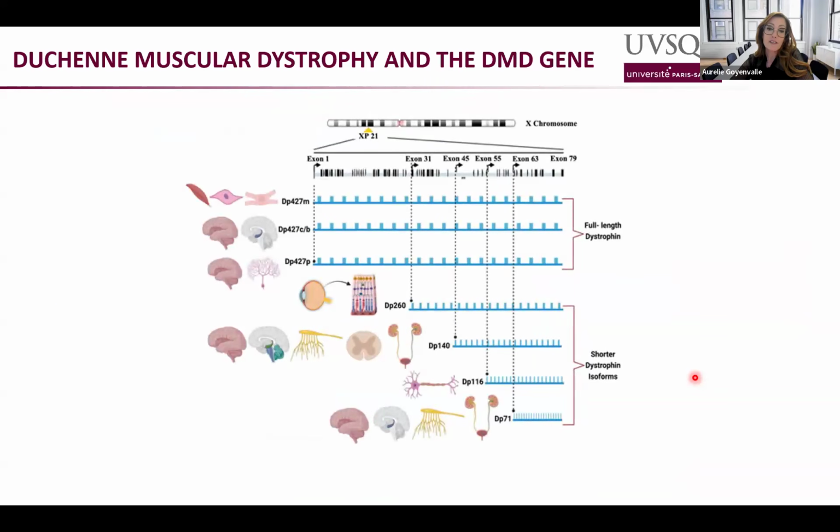So dystrophin is expressed as various isoforms. As I mentioned, there are several full lengths, but also shorter isoforms, and some of them are expressed in the brain, and I will come back to this at the end of my talk.